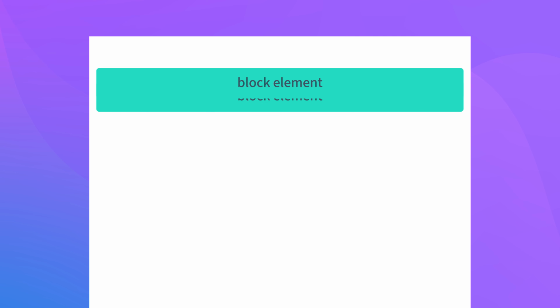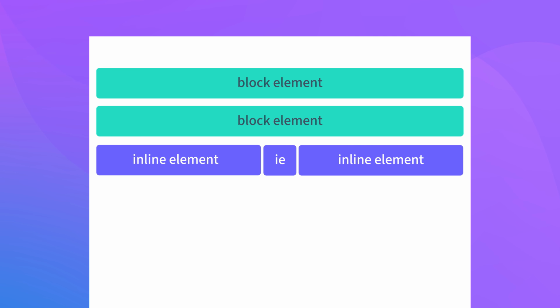In summary, block elements start on a new line, while inline elements do not, and an element's display type can easily be changed using CSS.